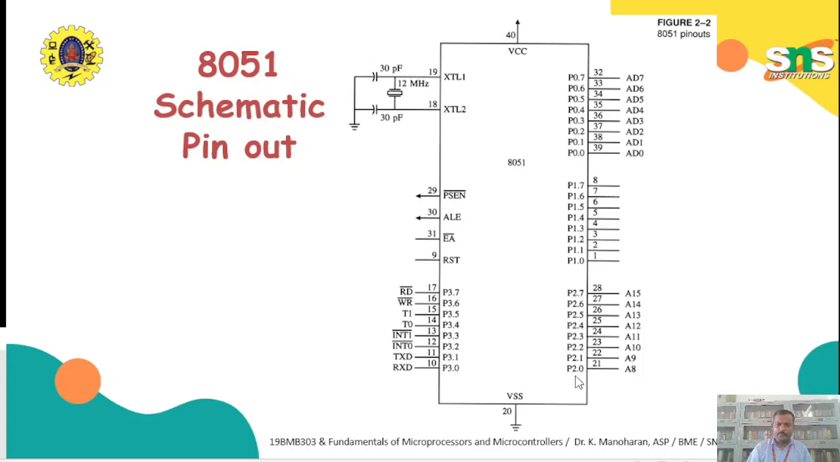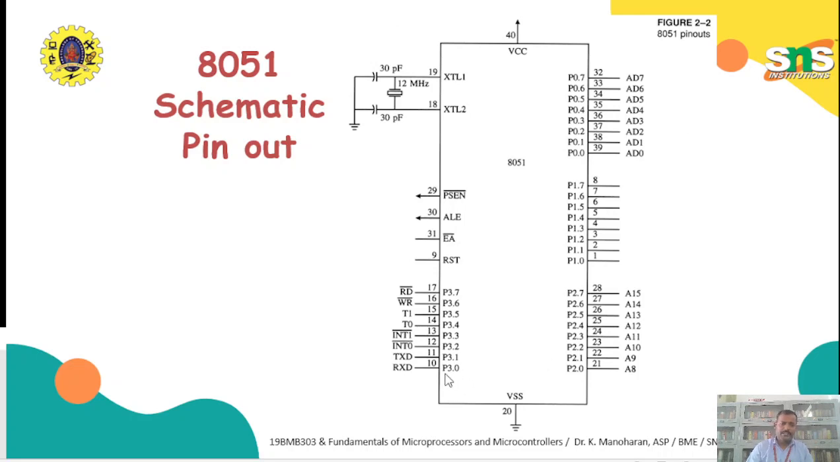Look at the port 2 pins, port 2.0 to port 2.7. They carry the signals A8 to A15, that is the address bus. Here A0 to A7 is the lower 8 bits, and here the higher 8 bits A8 to A15. So totally we have 16 address lines, from A0 to A15. The lower 8 bits are multiplexed with port 0 and the higher 8 bits are multiplexed with port 2. So this address bus and IO lines will be multiplexed.